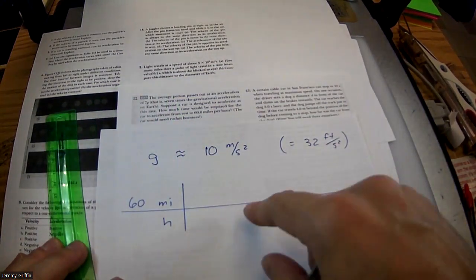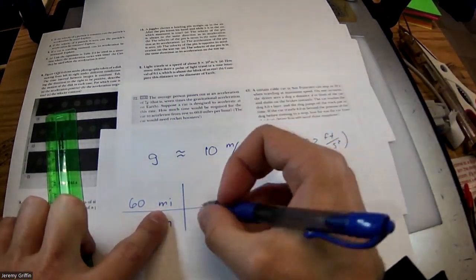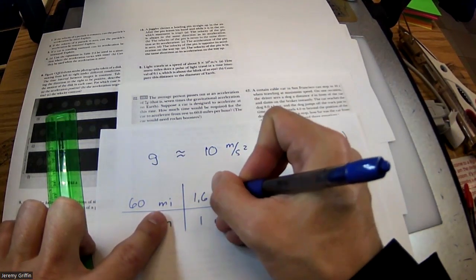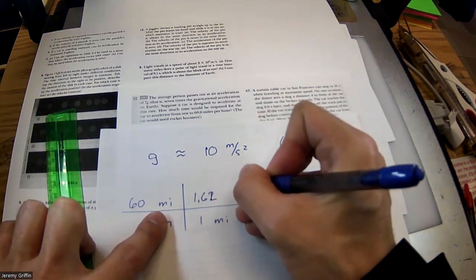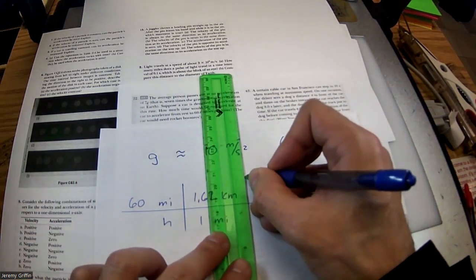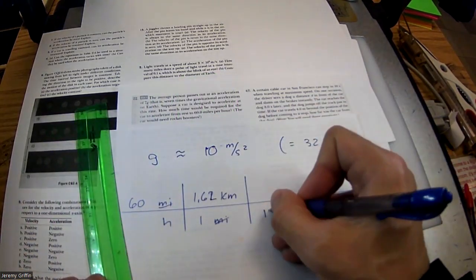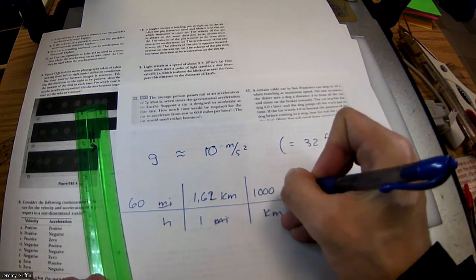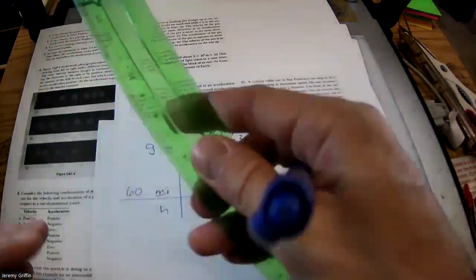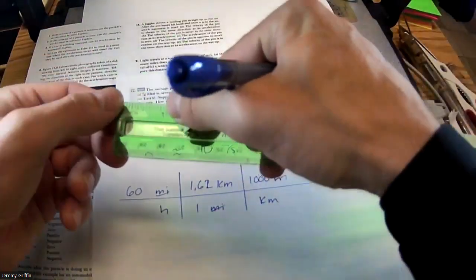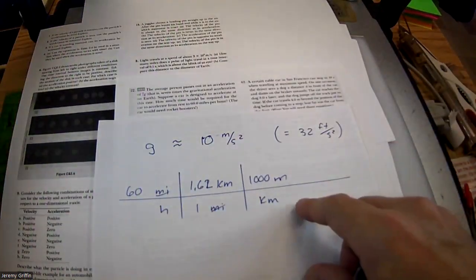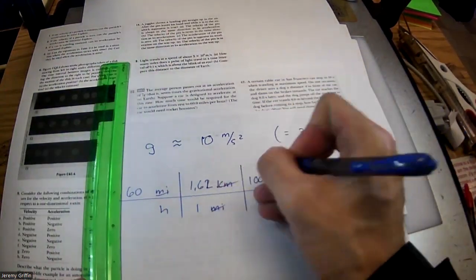Handle the mile unit first. I know 1 mile is pretty close to 1.61 kilometers, or I think 1.62, something like that. It's really close to the golden ratio. And then every kilometer has 1,000 meters in it. If you want the exact definition, 1 inch is exactly defined as 2.54 centimeters. So if you wanted to get that granular, you could, but this will get us close enough.